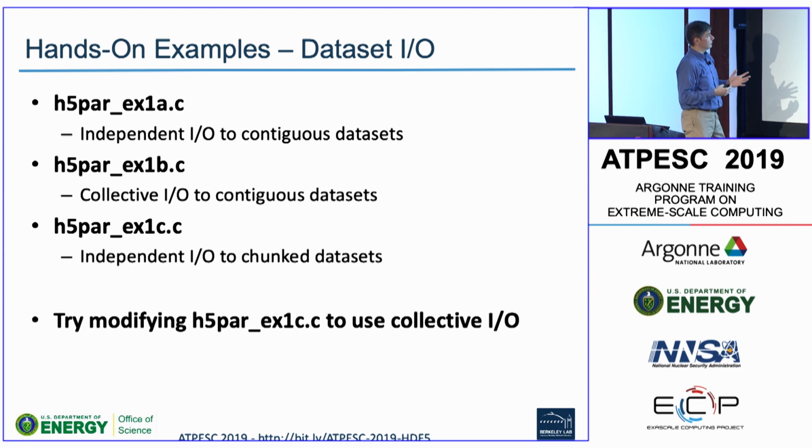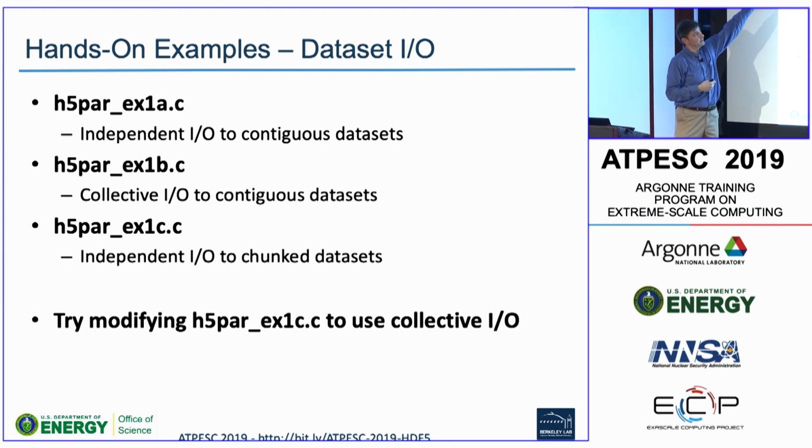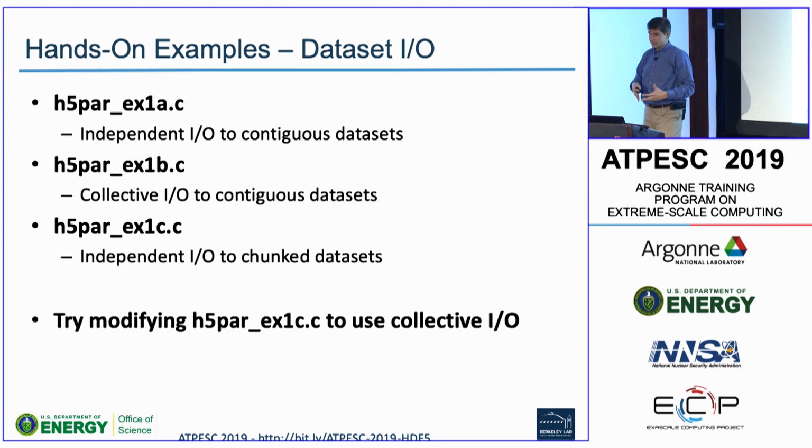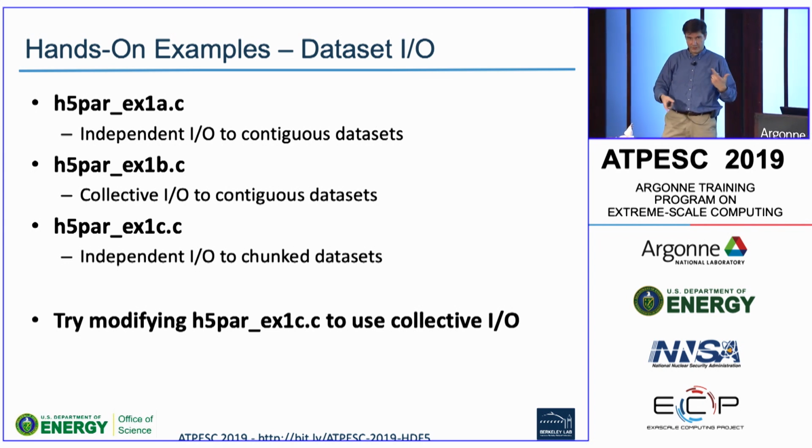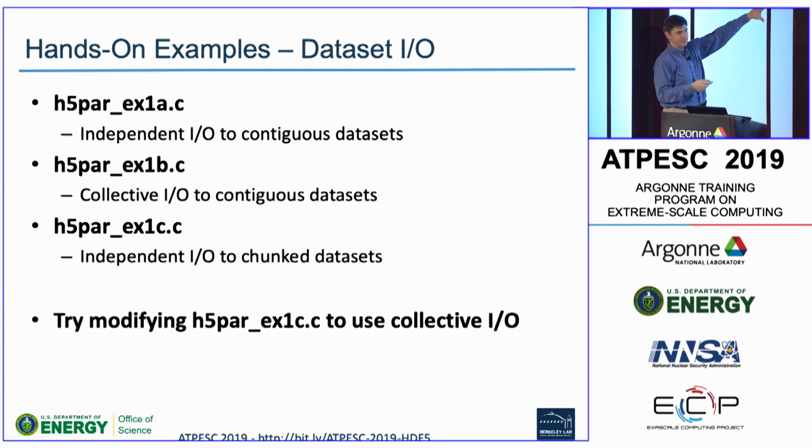If you'd like to try looking at those things, the first one is an independent I/O and a contiguous data set, then collective, then independent to chunk data sets, and kind of drawing from those two, a little bit of hands-on for yourself, go make the chunk data set be collective, right? It's a pretty straightforward mod, given the things I've told you and the examples to draw from here.